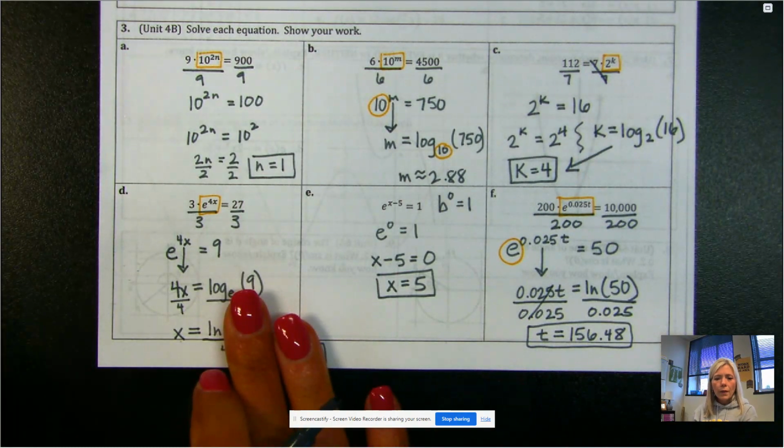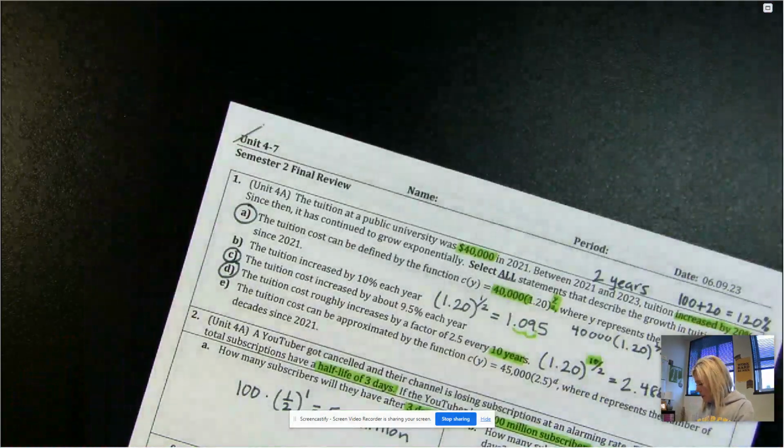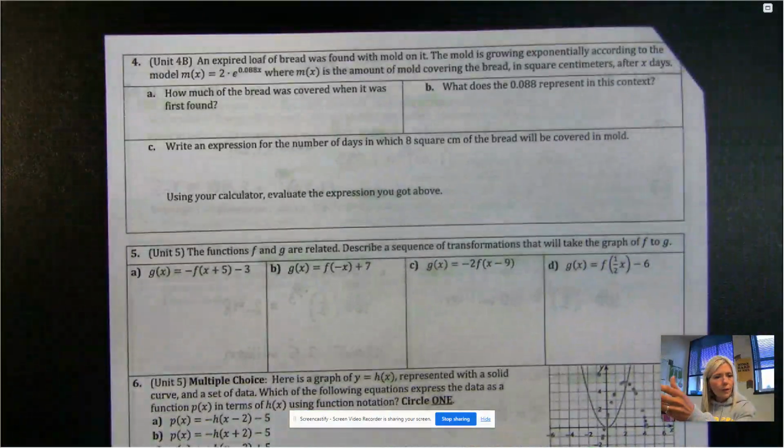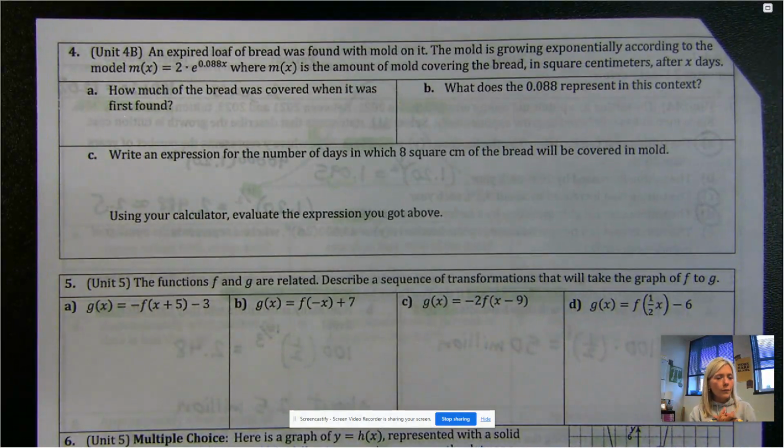All right. Okay, so I think there's a few problems on the back side of this paper, just a couple. Okay, so this is a lovely problem about an expired loaf of bread with mold on it. The mold is growing exponentially, and here's the model. M of x is the total amount of mold covering the bread in square centimeters after x days.